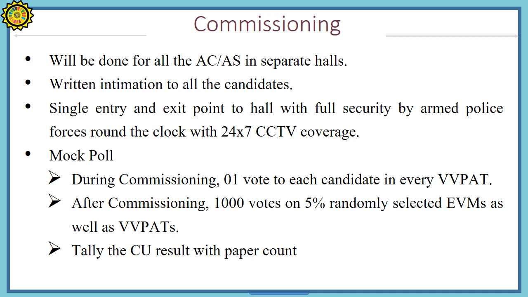Commissioning. Commissioning will be done for all the assembly constituency assembly segments in a separate hall. Written intimation to all the candidates. Single entry and exit point to hall with full security by armed police round the clock with 24/7 CCTV coverage. Mock poll. During commissioning, 1 vote to each candidate in every VVPAT. After commissioning, 1000 votes on 5% randomly selected EVM as well as VVPAT. Tally the CU result with paper count.